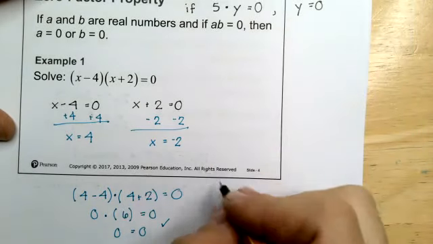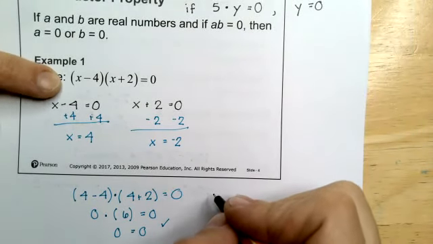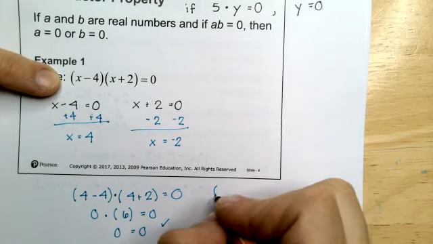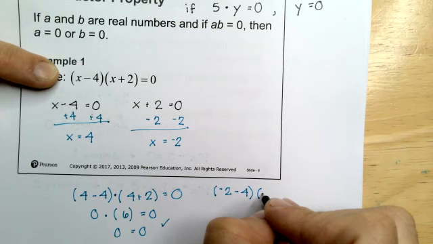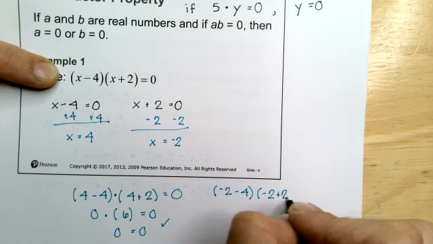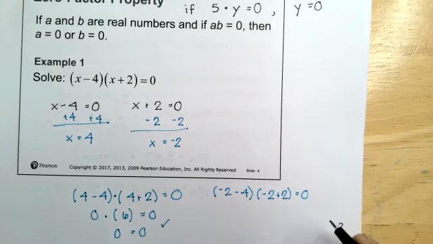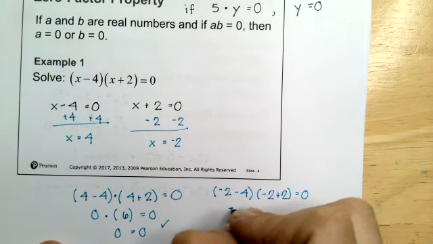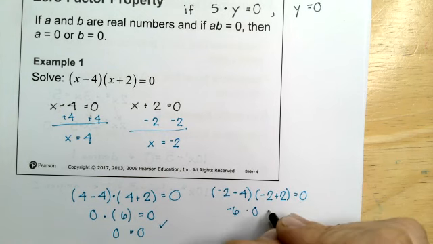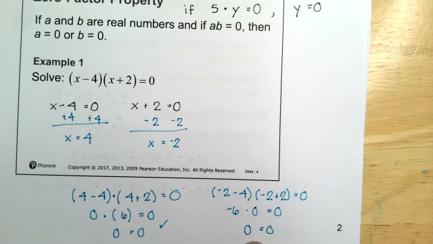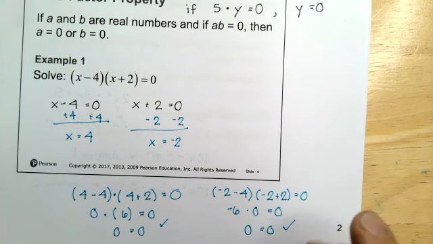And X equals negative 2. So same equation, X minus 4 times X plus 2. So now we have negative 2 minus 4 times negative 2 plus 2. Good. Negative 2 minus 4 is a negative 6. Negative 2 plus 2 is a 0. So negative 6 times 0 is 0. Negative 6 times 0 is in fact 0. So for both of those, we made a true statement.